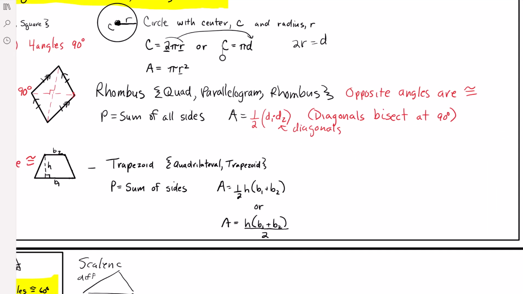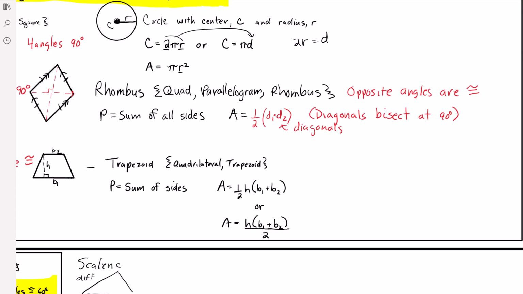The rhombus: all opposing angles are congruent, so this angle and this angle are congruent, and this angle and this angle are congruent. And then this is how you find the area: 1/2 of the first diagonal multiplied by the second diagonal. So hopefully you'll be given that information.